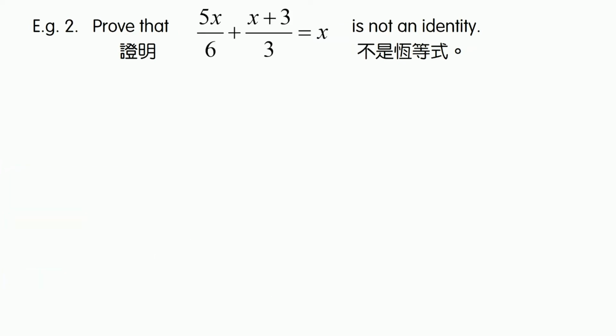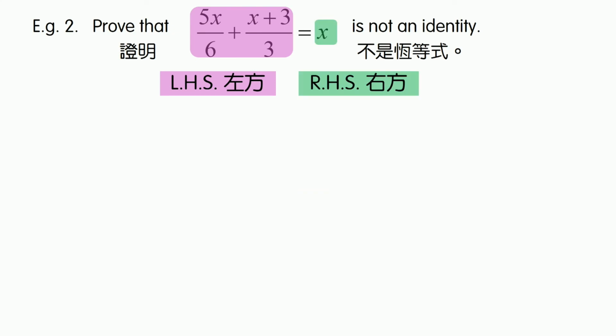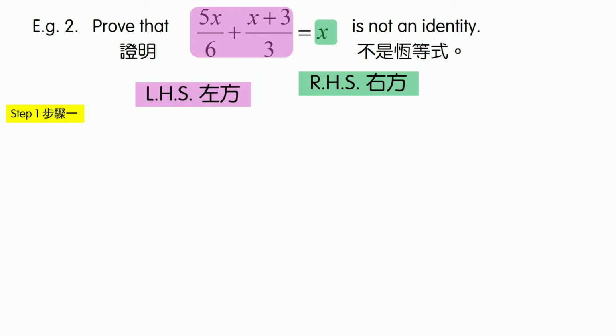The next example, we need to prove that this is not an identity. The method to do it is exactly the same as the previous example. We first look at the left-hand side and the right-hand side. The right-hand side only has x, so we can ignore that. For the left-hand side, we can do some operations to simplify it. Our strategy would be to first group them together and see if we can calculate x.